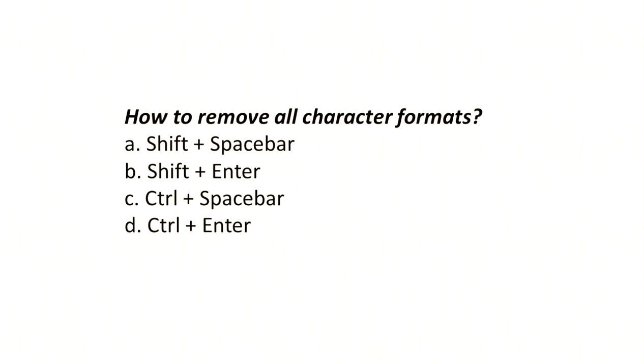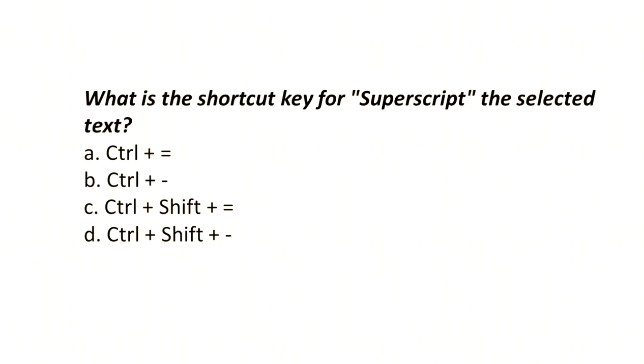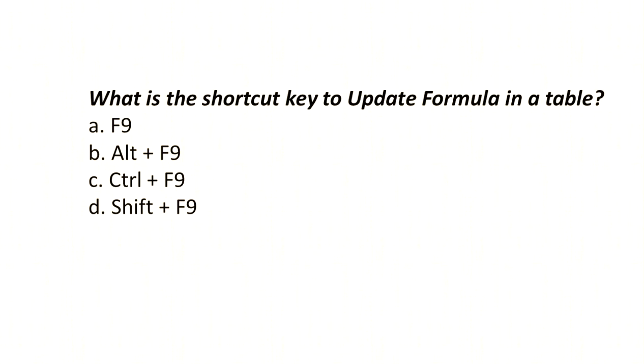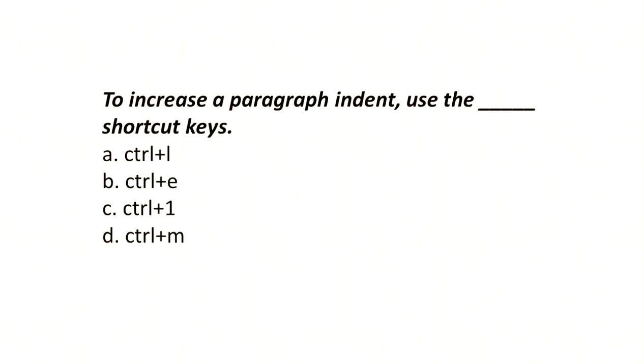Next, how to remove all character format? Answer is Ctrl plus spacebar. Next, what is the shortcut key for superscript the selected text? Answer is Ctrl plus Shift plus equal. Next, what is the shortcut key to update formula in a table? Answer is F9. Next, to increase a paragraph indent, use which shortcut key? Answer is Ctrl plus M.